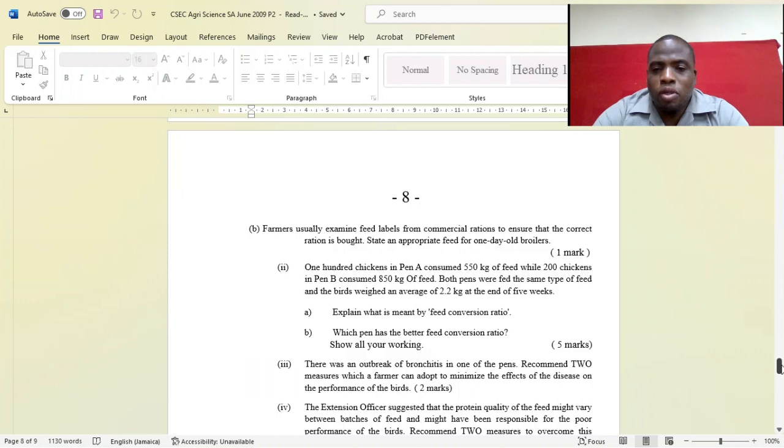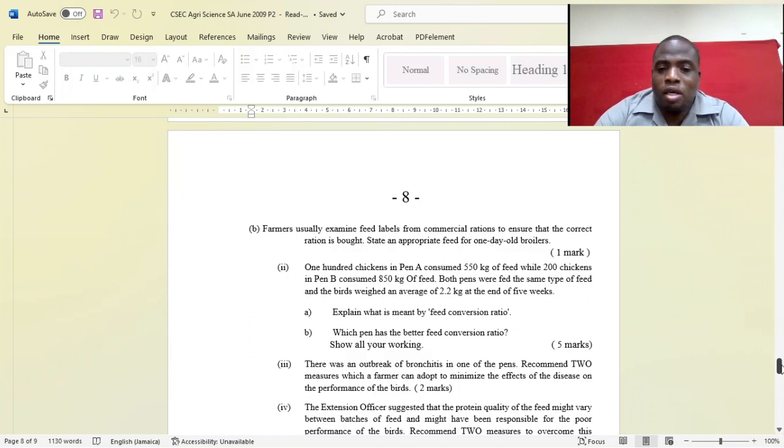Now, what you would recognize, you would have to know the formula. The formula for feed conversion ratio is the total feed consumed divided by the total weight gain. So you can work out the feed conversion ratio for both pens. Bear in mind, the lower the ratio, the better it is. So say, for example, if you have a 2.5 to 1, what that is saying is 2.5 kg of feed is needed for the animal to gain 1 kg of weight.